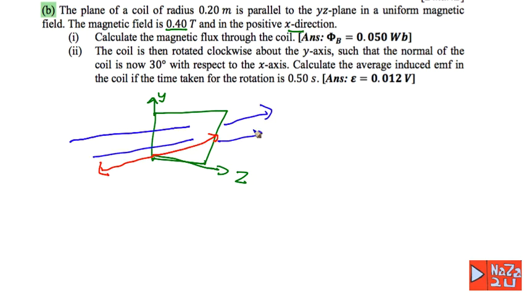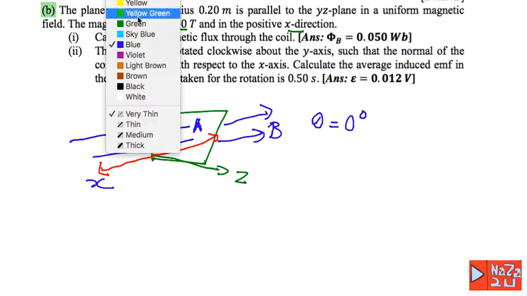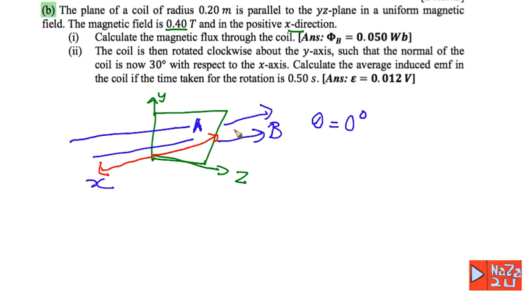This is B, and let's say this is the x-axis. So this is the area A. The angle theta between A and B is 0 degrees, or parallel. If you draw B and the area A, they are parallel, meaning the angle between A and B is equal to 0.